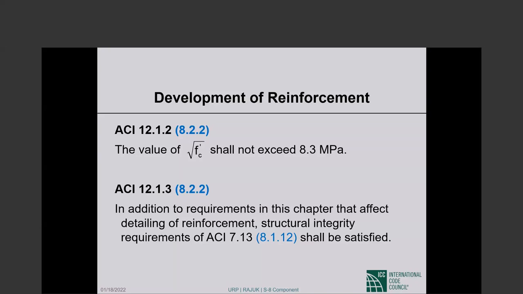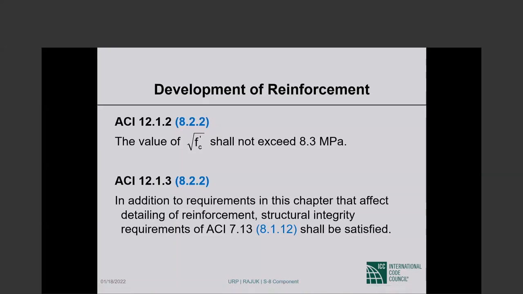In addition to requirements in this chapter that affect detailing of reinforcement, structural integrity requirements shall be satisfied. I hope to go into the structural integrity requirements in the last concrete lecture, whenever that will be, module 8. That's what I have tentatively decided. Section 713 has structural integrity reinforcement that has to be provided no matter what, in addition to the requirements of this chapter.